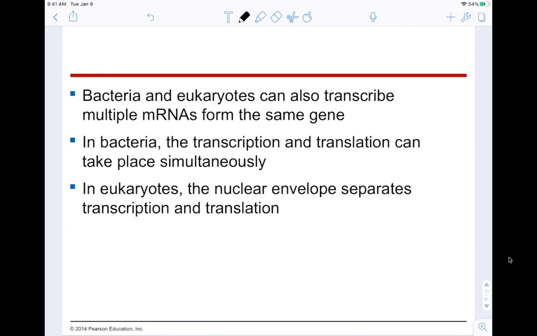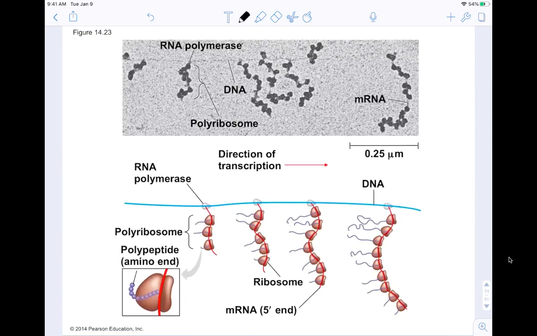Bacteria and eukaryotes can also transcribe multiple mRNAs from the same gene. So in bacteria, transcription and translation can take place simultaneously. And in eukaryotes, the nuclear envelope is physically separating these two processes. And that's what we talked about earlier. Here's the picture, you can see our RNA polymerases and DNA, and then immediately you have your mRNA coming off of that. This is inside of a bacterial cell, where you have these things happening at the same time.